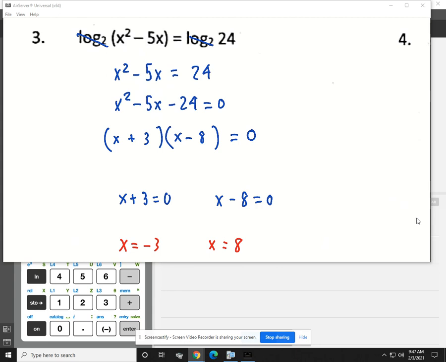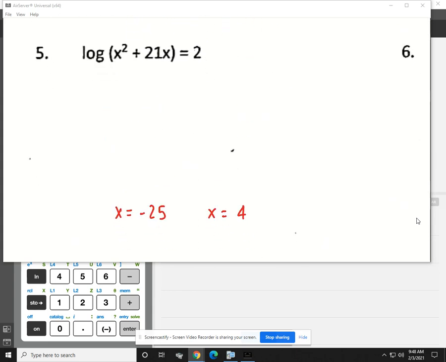Now again, I told you this yesterday. To check extraneous solutions, you just plug them back in, right? And I told you that it doesn't happen very often. In fact, the only one that this happened with was number 8. And these work. And if you plug them back in, I know you'll see that, okay? So there's 3. Now let's go to 5.